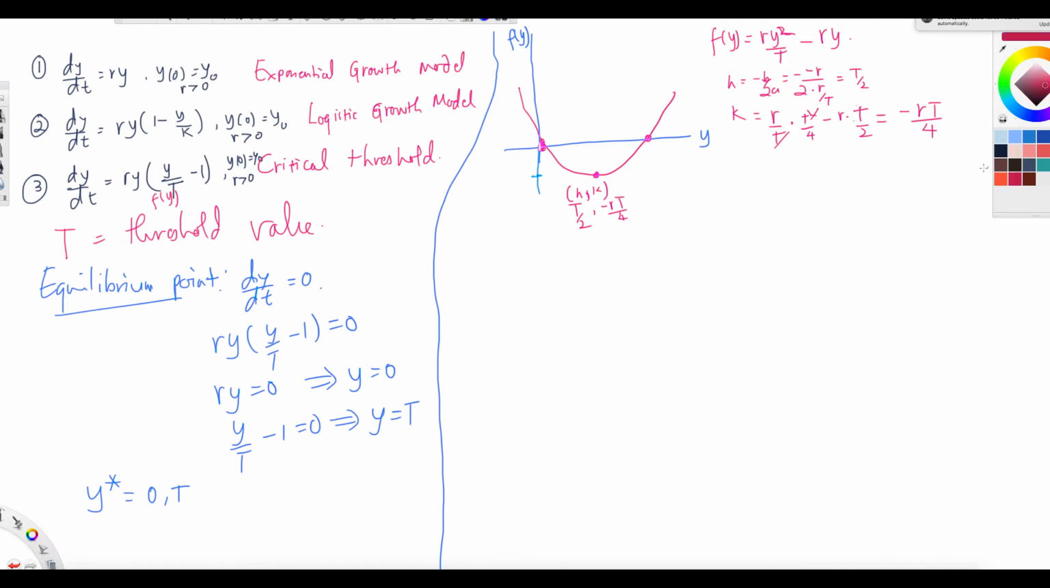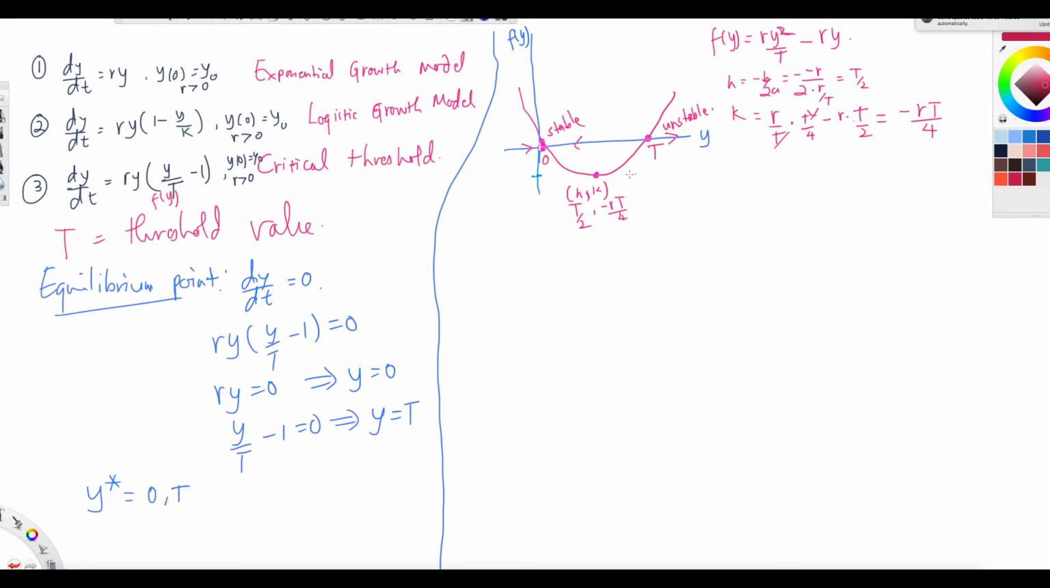Now look at this. Whenever the value of y is less than 0, in that case, what do you see? If the value of y is less than 0, then f of y is positive. F of y positive means dy over dt is positive, that is increasing. And between 0 and t, f of y is less than 0, right? Because it is below the y-axis. Less than 0 means dy over dt is less than 0, so y is decreasing. Similarly, beyond t, y will be increasing. So what do you see? This is stable, and this is unstable.